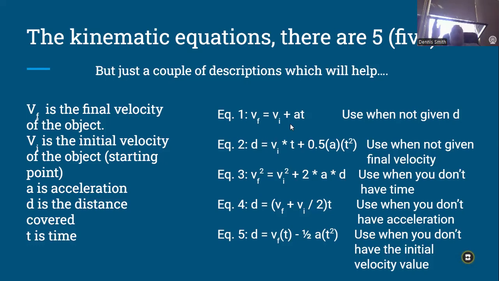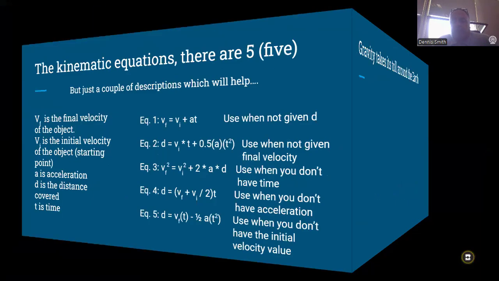So equation one, when you don't have distance, this is the one you've got to use to be able to figure something out. Equation two, when you're not given final velocity, this is the equation to use. If you don't have time, equation three is the equation to use. Equation four, when you don't have acceleration, you solve for whatever you're solving for using equation four. And then finally, equation five, when you don't have the initial velocity value, you go to equation five. Okay? And again, like I said, I will always give you the equations.